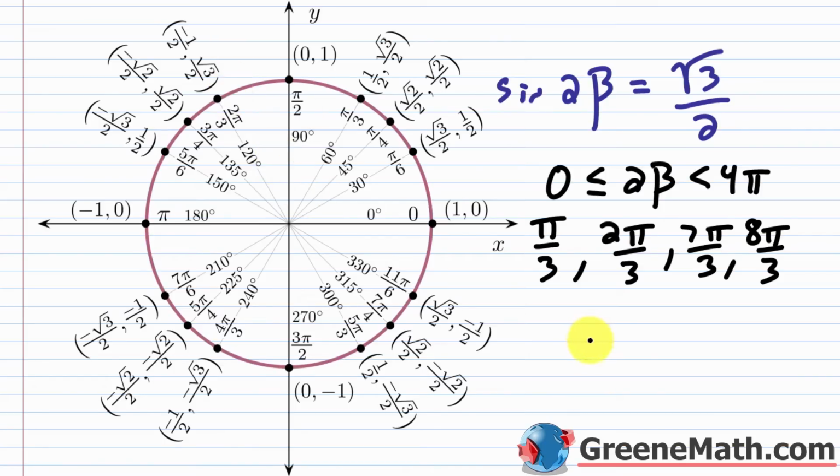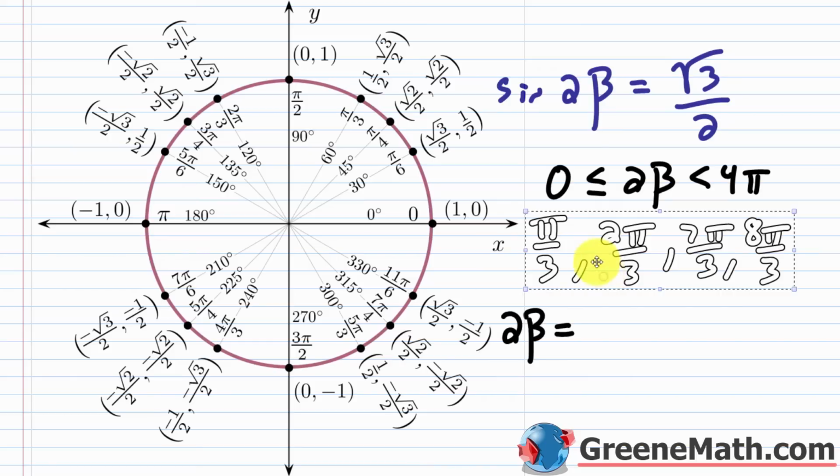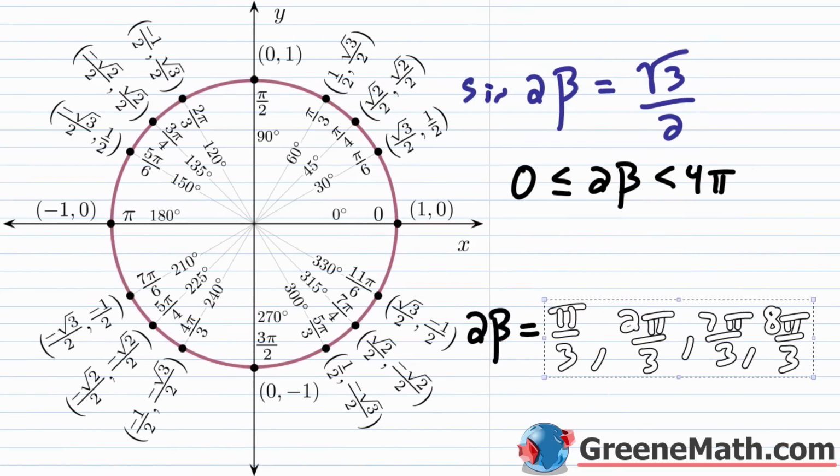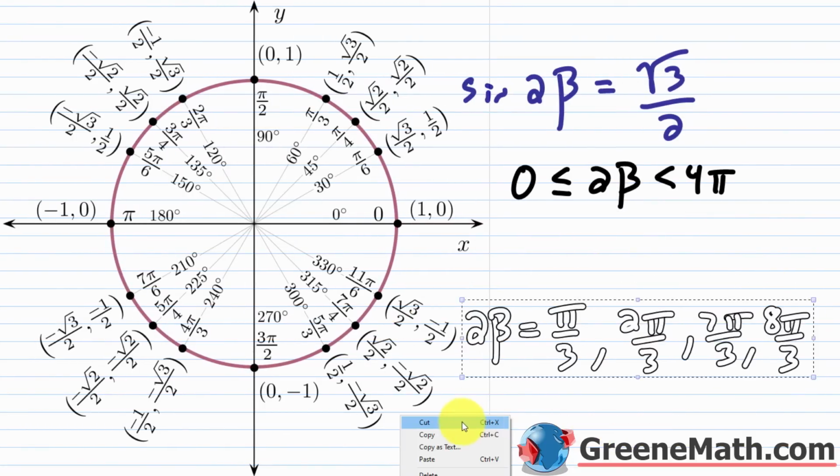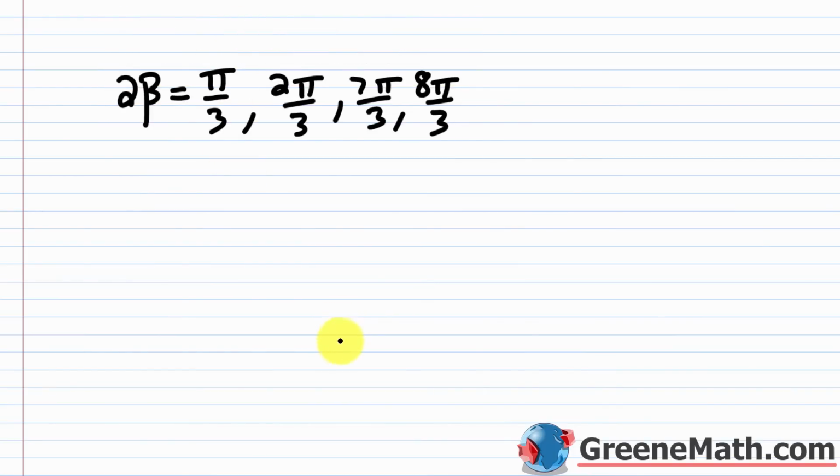So that's basically all you have to do for this part. The only thing is, you have not solved for beta. You've solved for 2 beta. So in other words, you could say that 2 beta is equal to this right here. Let me just drag this down and paste this in on another page.